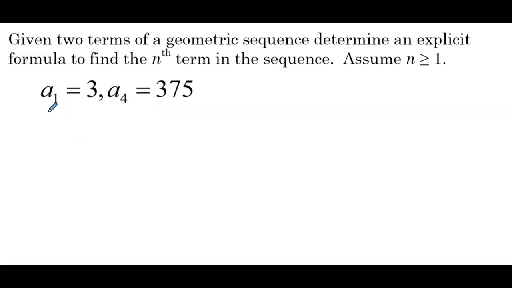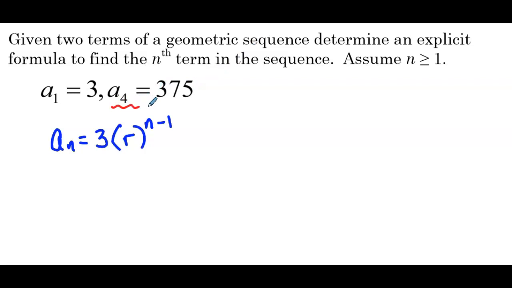Okay, so we do have the first term, so that is helpful. So let's write out the formula with what we know. a sub n equals 3 times, we don't know the common ratio, to the n minus 1. Really the only thing we're missing is the common ratio. If we had the second term, that would be really easy. We just happen to have the fourth term.